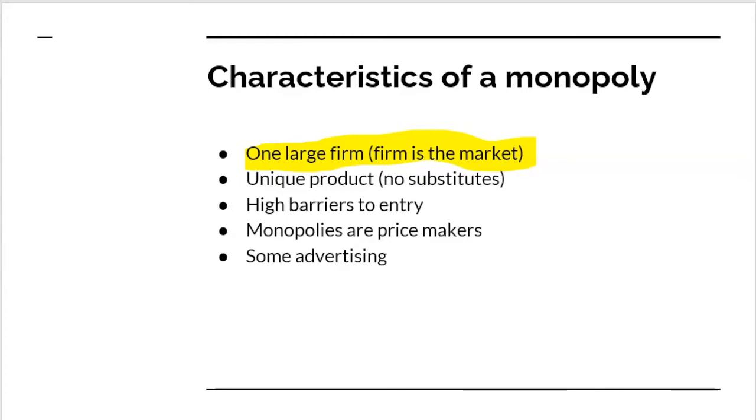The second characteristic is that they have unique products. There are no substitutes, because if there were substitutes, there would be competitors, meaning that the firm isn't a monopoly. There are high barriers to entry, which should make sense, right? Monopoly means you have one firm controlling a vast amount of the market share, so there have to be high barriers. They are price makers, which is really important. They can set their own prices if they want to sell more or sell less. And then lastly, there is some advertising, and that's probably the least important characteristic here.